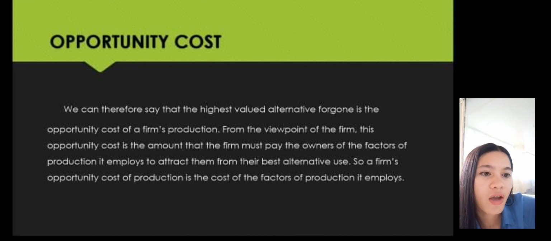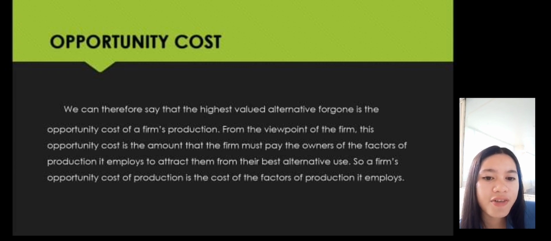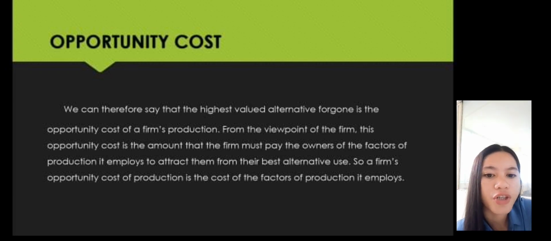It says here that we can therefore say that the highest valued alternative forgone is the opportunity cost of a firm's production. From the viewpoint of the firm, this opportunity cost is the amount that the firm must pay the owners of the factors of production, its employees, to attract them from their best alternative use. So a firm's opportunity cost of production is the cost of the factors of production it employs. To clearly understand what opportunity cost really is, I will give you an example.